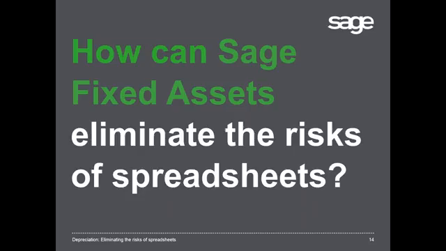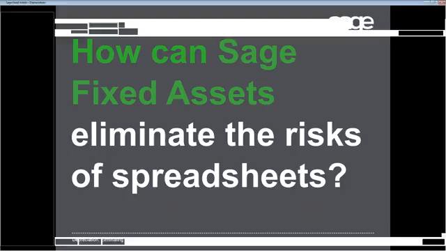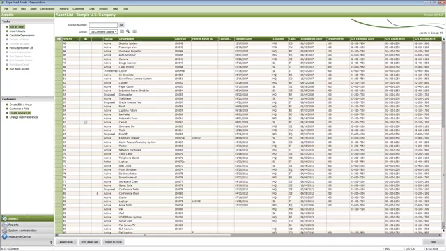So how can you eliminate the cost of spreadsheets? Generally speaking, there's 2 approaches. You can outsource the problem to a CPA or get a dedicated solution like Sage Fixed Assets. So let's take a quick break from PowerPoint in order to take a look at how Sage Fixed Assets can help you deal with some of the dangers that we just mentioned.